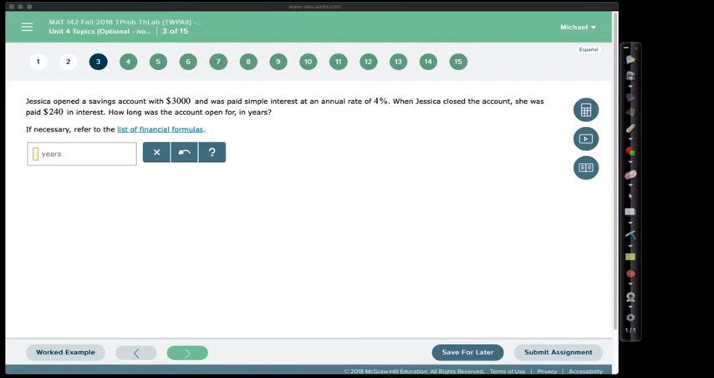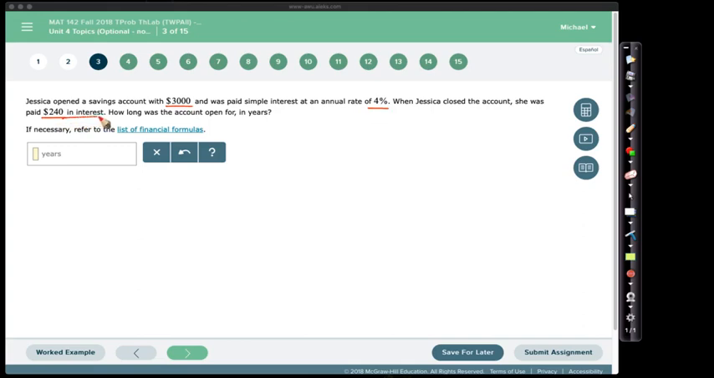Okay, question number 3. We're just going to keep on moving. And as we get to this one, at least in mine, again, yours might be a little different. Let me know if it is or not. What we first do is kind of go through each question. Before I read them, I just find the numbers. I highlight them, write them down. So we've got $3,000, we've got 4%, we've got $240. And then I read the words by it.